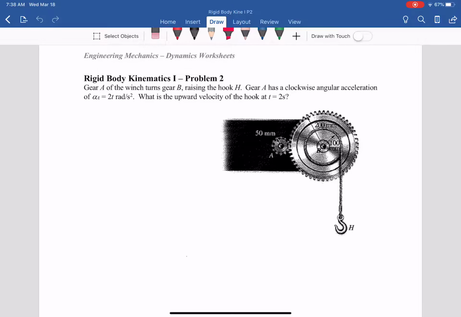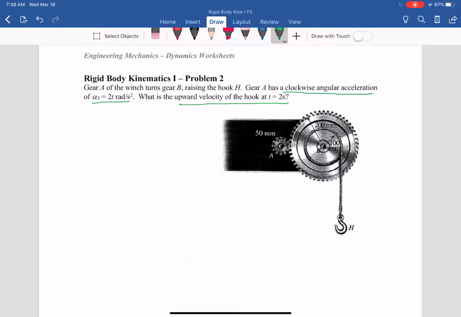This is problem 2, rigid body kinematics 1. Gear A of the winch turns gear B, raising the hook. Gear A has a clockwise angular acceleration alpha A equal to 2t radian per second squared. What is the upward velocity of the hook at t equal to 2 seconds?